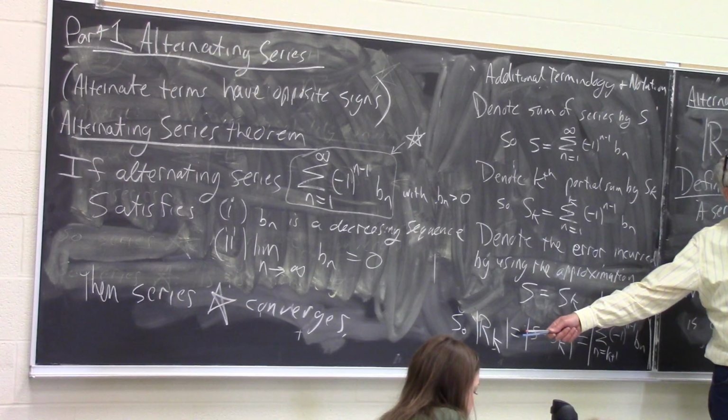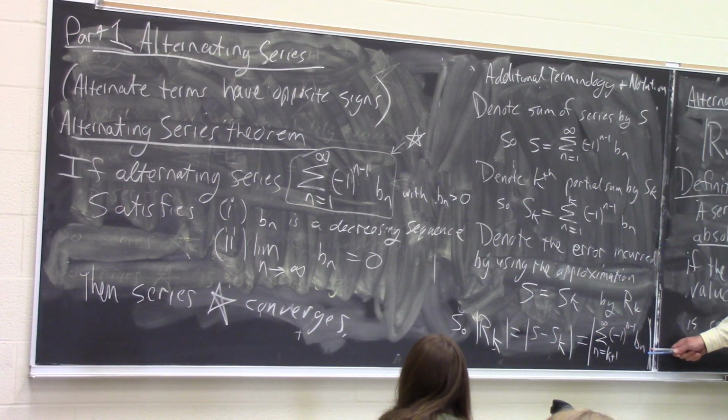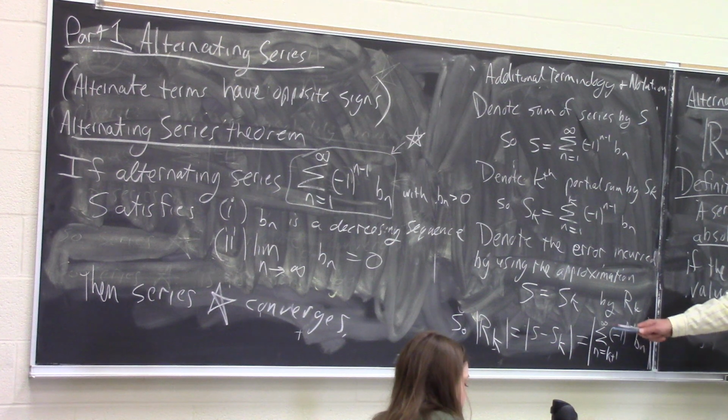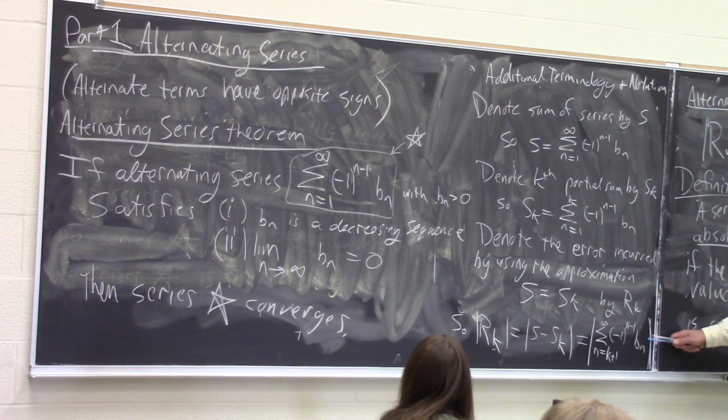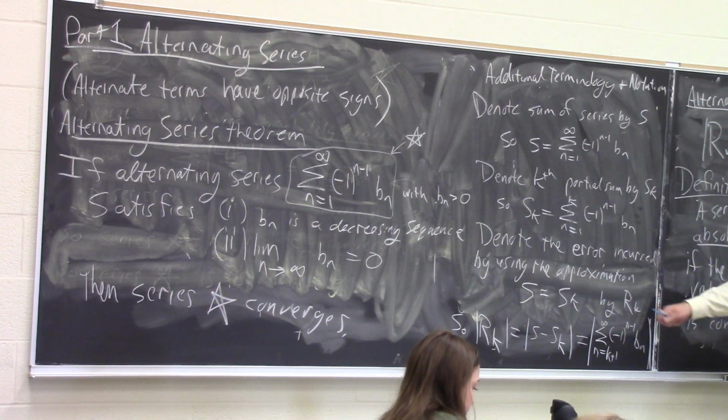And so to be clear, this means all of the remaining terms, so like the tail of the series that did not get added up. So starting with k plus 1 and going to infinity, all those terms are not included in this kth partial sum. So this remainder is the absolute value of that tail.